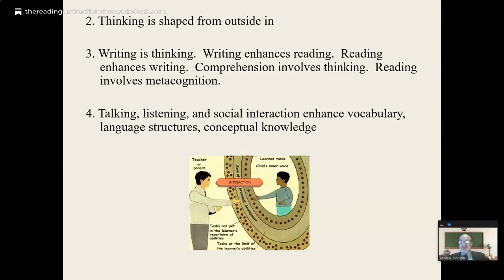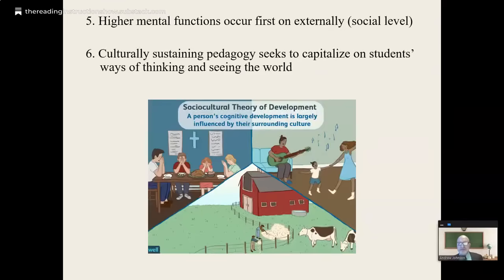Comprehension involves thinking. Yes, it does. We don't sit and just get comprehended at. Comprehension is something we must actively do to be engaged in. And reading involves metacognition, thinking about thinking. Do I understand what I read? Talking, listening, social interaction, all these things research has shown to enhance vocabulary, language structures, conceptual knowledge, and ultimately the ability to read and write.